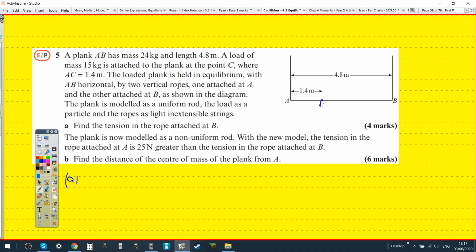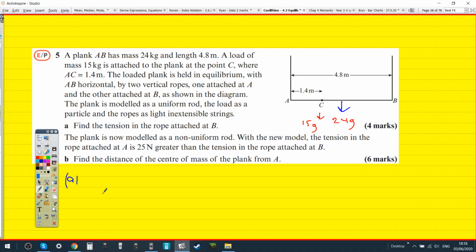Point C. Okay, so this one, the center of mass is in the middle if it's uniform, right? Does it say uniform? Aha. Yeah. Okay. So what are the forces? 24G down, and then another 15G down. Yeah. Blank AB as mass. Okay, so it's in equilibrium.